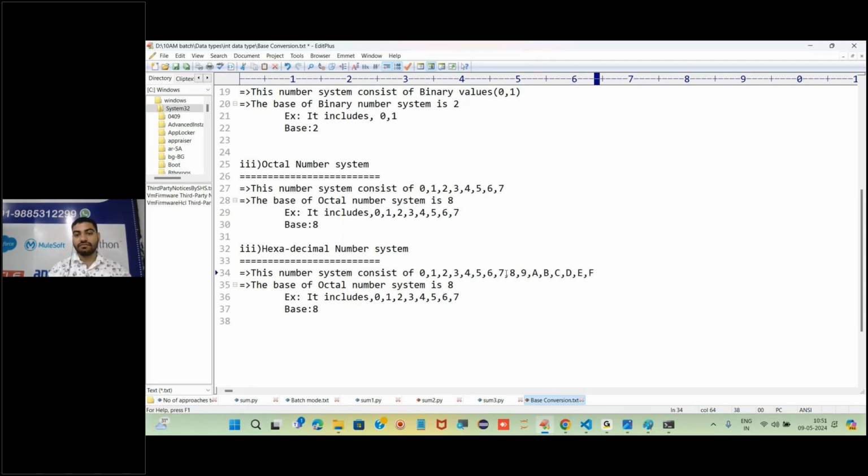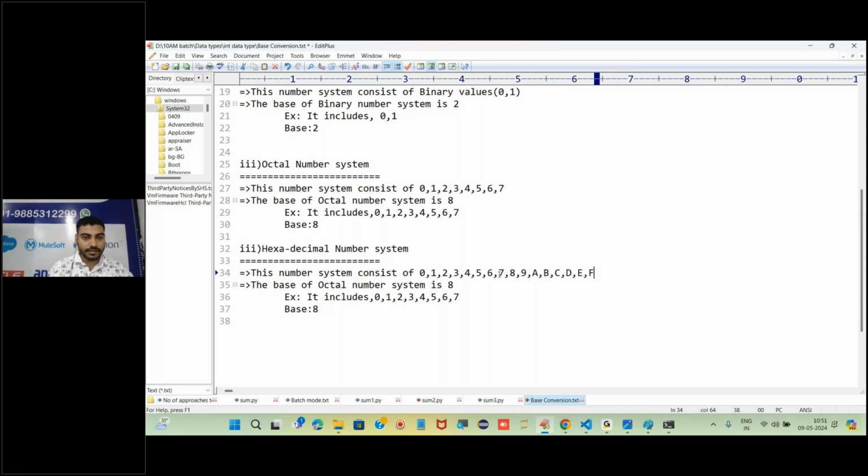Means A is for what? 10. B is 15. Okay, up to 15. So can I write A, B, C, D? A is equal to 10, B is equal to 11. Okay, will you be able to understand this?